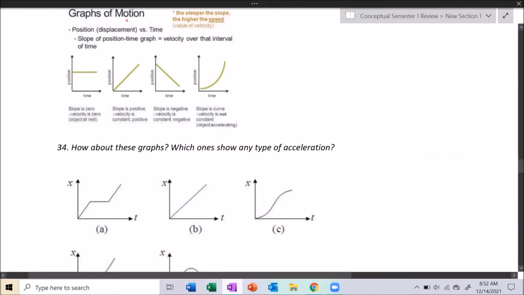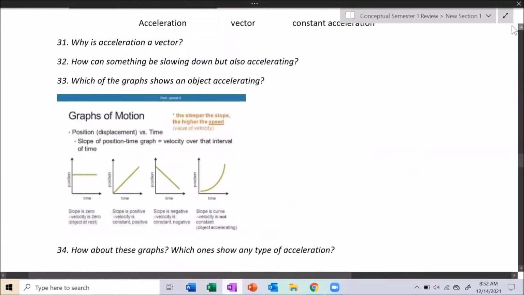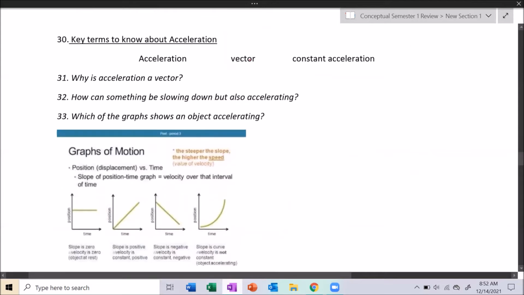Key terms you need to know about acceleration. First of all, acceleration, this is on the next page. Acceleration is going to be the change in displacement over time. Vectors contain direction and magnitude. Constant acceleration is when objects are accelerating, but that rate stays the same. So the regular old definition of acceleration is a change in velocity over time. Acceleration is a vector because it contains magnitude and direction.